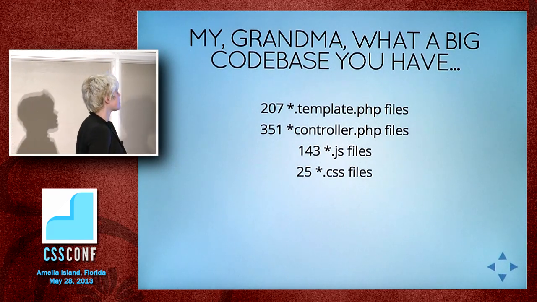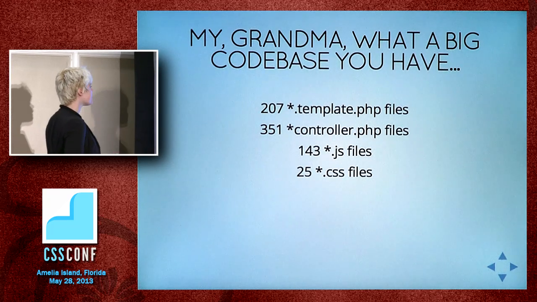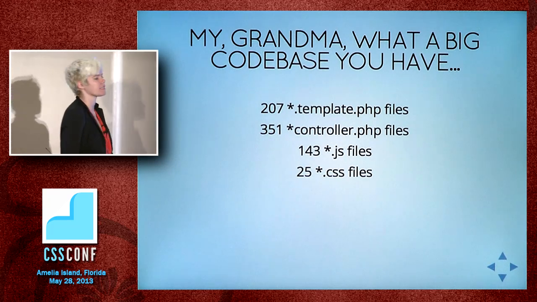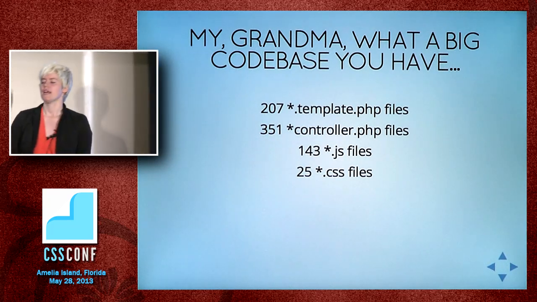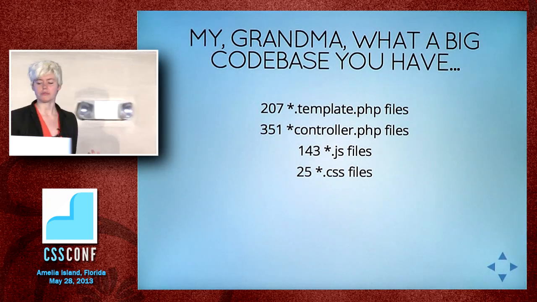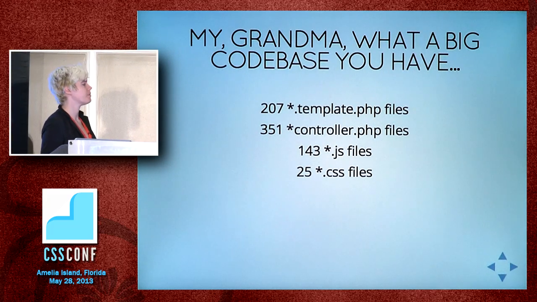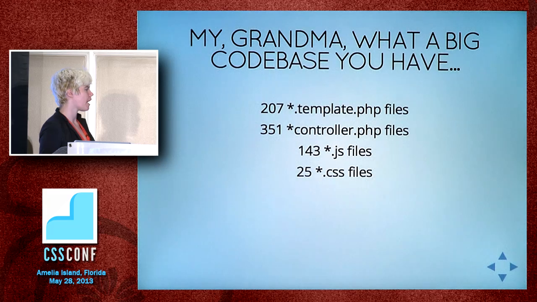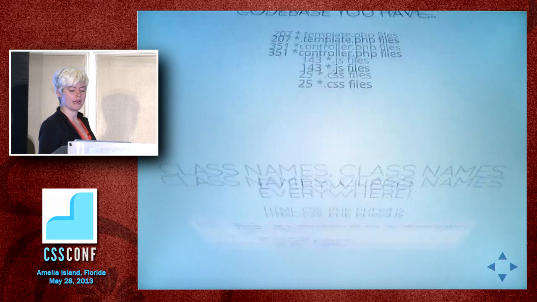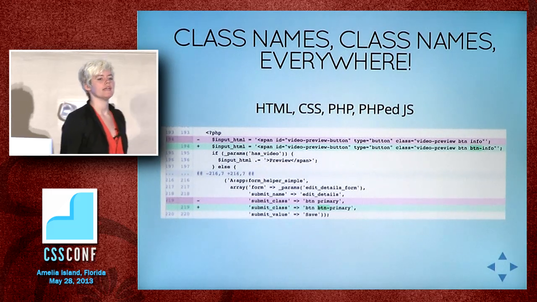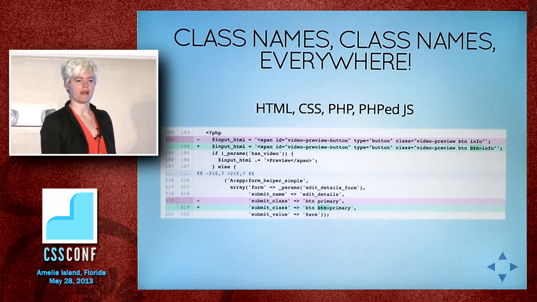So we had something like 200 PHP template files, 350 controller files, 143 JavaScript files, and 25 CSS files, right? So this was a lot of files to look through because basically I was looking for Bootstrap usage across all of these different files. And the thing was that we were using Bootstrap class names everywhere, right? So you would think that, oh, just look in your template files, that'll be good enough.